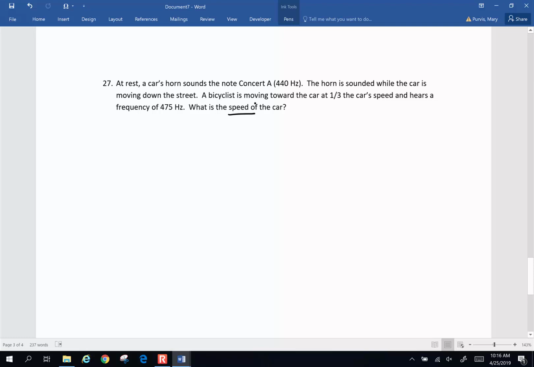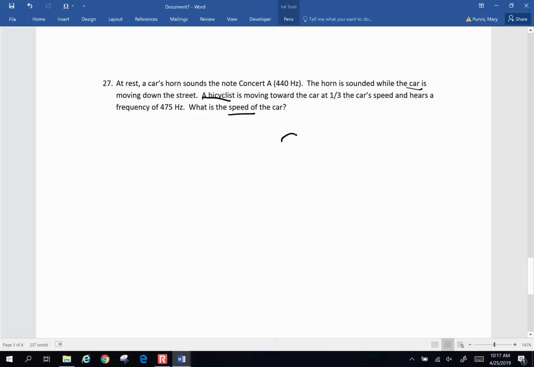A bicycle is moving toward the car at 1/3 the car's speed, and the observed frequency is 475 hertz. What is the speed of the car? This one's a little trickier. We don't know the speed of either the bicyclist or the car, but we know the ratio between them is 1/3.